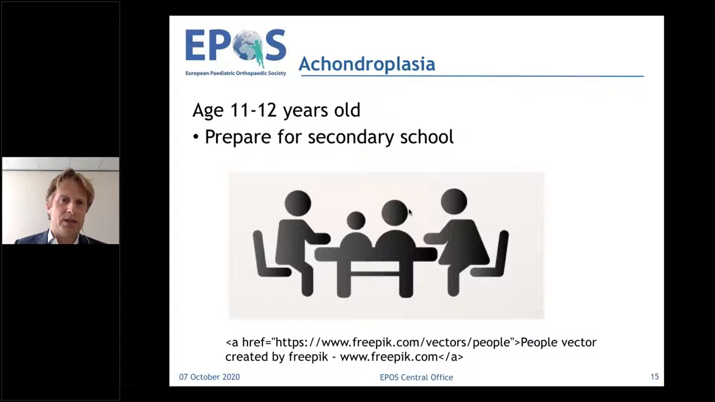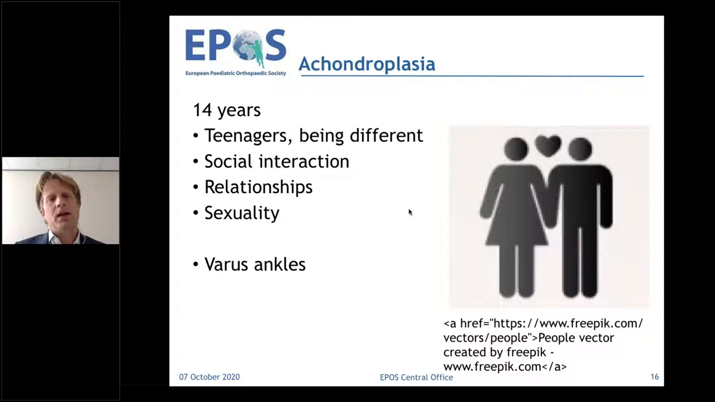Then at the age of 14, they turn teenagers, and then we have a clinic in which the achondroplasia patient is separated from the parents. The social worker has a chat with the parents about the letting-go process of children, and the achondroplasia patient has a chat with the rehab specialist to discuss the parts of life that you would rather not discuss with a whole panel of 5 doctors, such as social interaction, relationships, and sexuality.